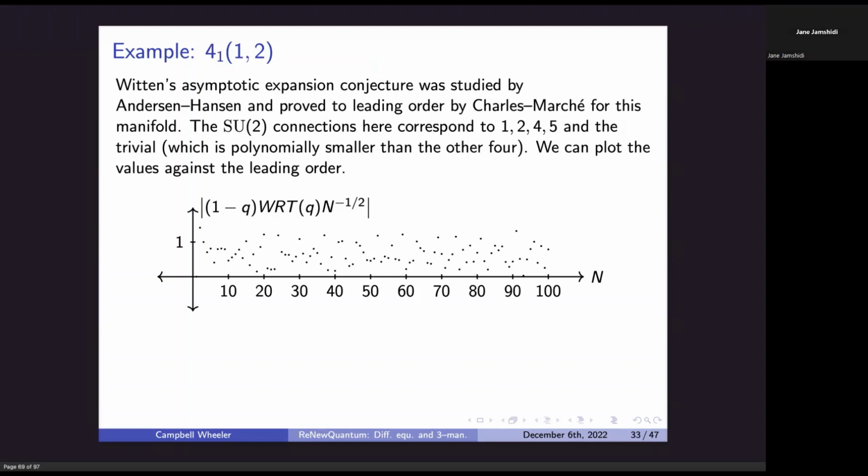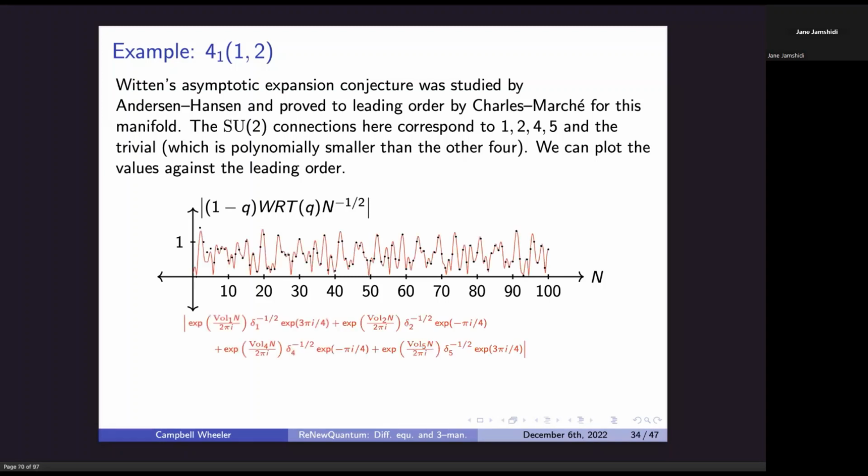And so here, as I said, the connections correspond to 1, 2, 4, and 5. And this is a plot of the WRT invariant for the first 100 integers when I take q is e to the 2 pi i divided by n. And so then I can compare this with the leading order expected by Witten's asymptotic expansion conjecture. You see it matches up very nicely. So, I mean, this is just leading order. So these pictures are very misleading because it only agrees to a couple of decimal places, but it looks quite nice that we get exactly this lineup as we expect. It's proven, so that's good.